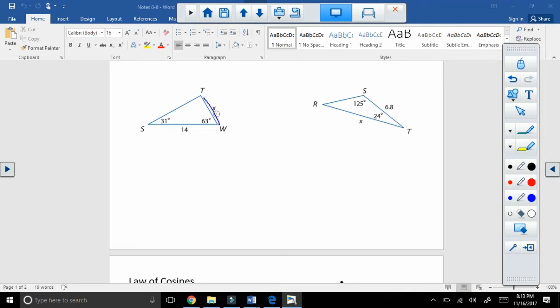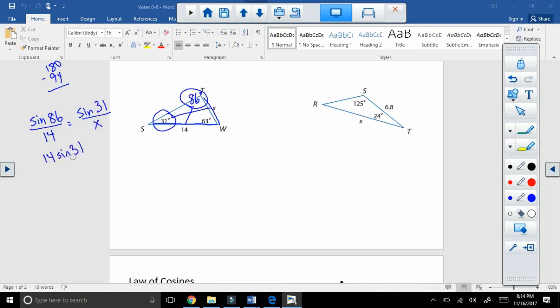Make sure that you look at your side and what that angle is that's opposite from it. We have the side here, the angle here. Since I don't know that, I have to find that first. I'm going to add those up to get 94 and just take that away from 180 because all of those angles have to equal 180 degrees. This is going to be 86. So when I set this one up, the sine of 86 over 14 is going to equal the sine of 31 over x.